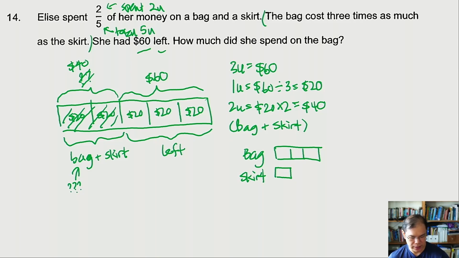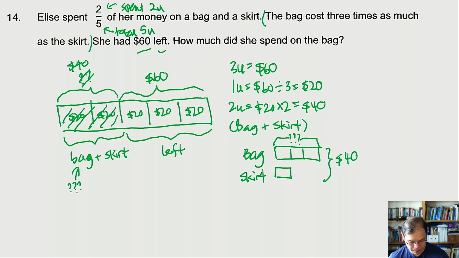So in this case, the second statement is comparing the bag with the skirt. So we draw a comparison model. We can keep it separate from the main model, right? So if we just look at here, we already found out that the total cost of the bag and the skirt is $40. Okay, and we want to find out how much she spent on the bag. In fact, I should put the question mark here, because this is actually what we want to find, isn't it?